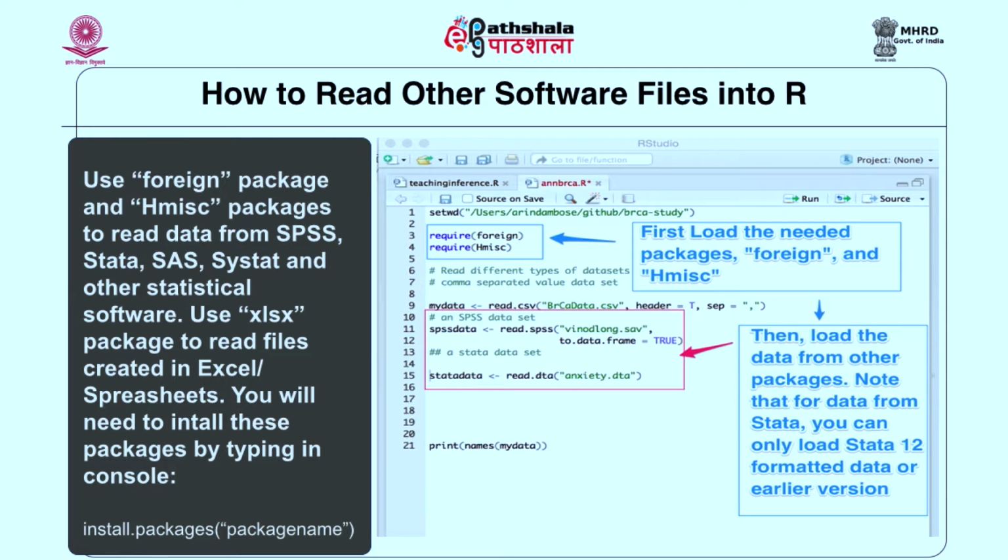If you want to read data from a Microsoft Excel spreadsheet, use the xlsx package to read data from Excel spreadsheets. And essentially, it is very simple. You have to first load the needed package. For example, when R starts, type at the top of the header require foreign, and then you're all set. And then if you want to read, say, for example, an SPSS file, just type read.spss.